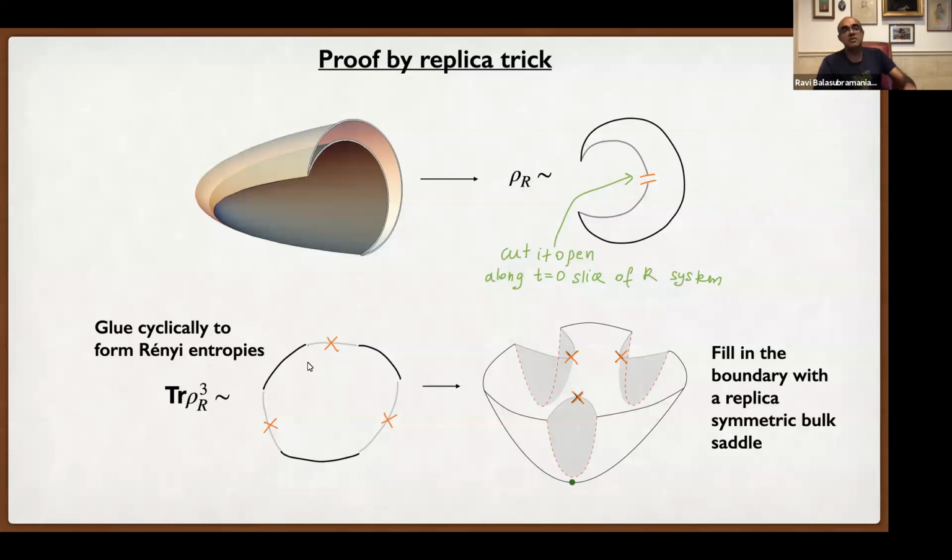So the way you do this is, here is again this Euclidean geometry. This is the radiation, if you like, boundary. This is the original boundary. So to compute, let's say, the third Renyi entropy, what are you supposed to do? Well, to compute the density matrix, you cut open this thing in Euclidean time over here and then do the path integral. To get the third Renyi entropy, you glue this cyclically along this cut, and then you fill in this cyclically glued geometry with some saddle point in the bulk. And the replica symmetric saddle point ought to dominate the calculation.